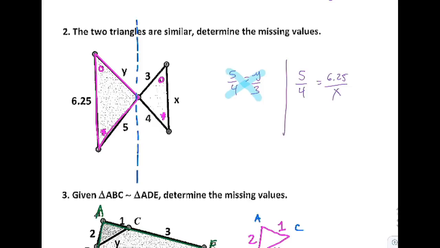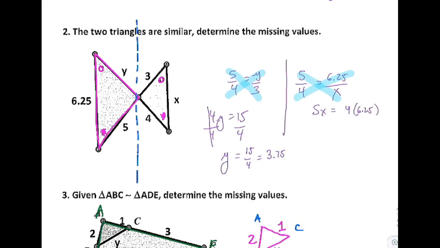4y equals 15. Divide both sides by 4. And you could leave it as 15/4, or you could say 4 goes into 15 3 times with 3/4 left over, so 3.75. And to solve for x, I have 5x equals whatever 4 times 6.25 is, and that happens to be 25. Use your calculators, divide by 5, and you have x equals 5.